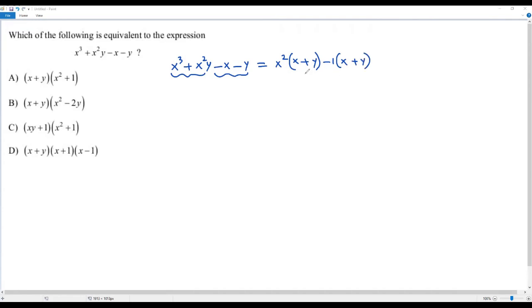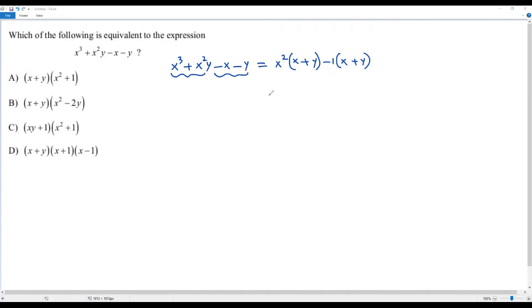And also if I want, I can verify. I can distribute this x square to these two terms, and I must be getting the terms in the first group. And when I distribute this negative 1 to these terms, I must be getting the terms in the second group. So x square times x is x to the third power and x square times y is x square y. Okay, so that's perfect. And when I distribute negative 1 to this x, I'm getting negative x. Negative 1 times positive y is negative y.